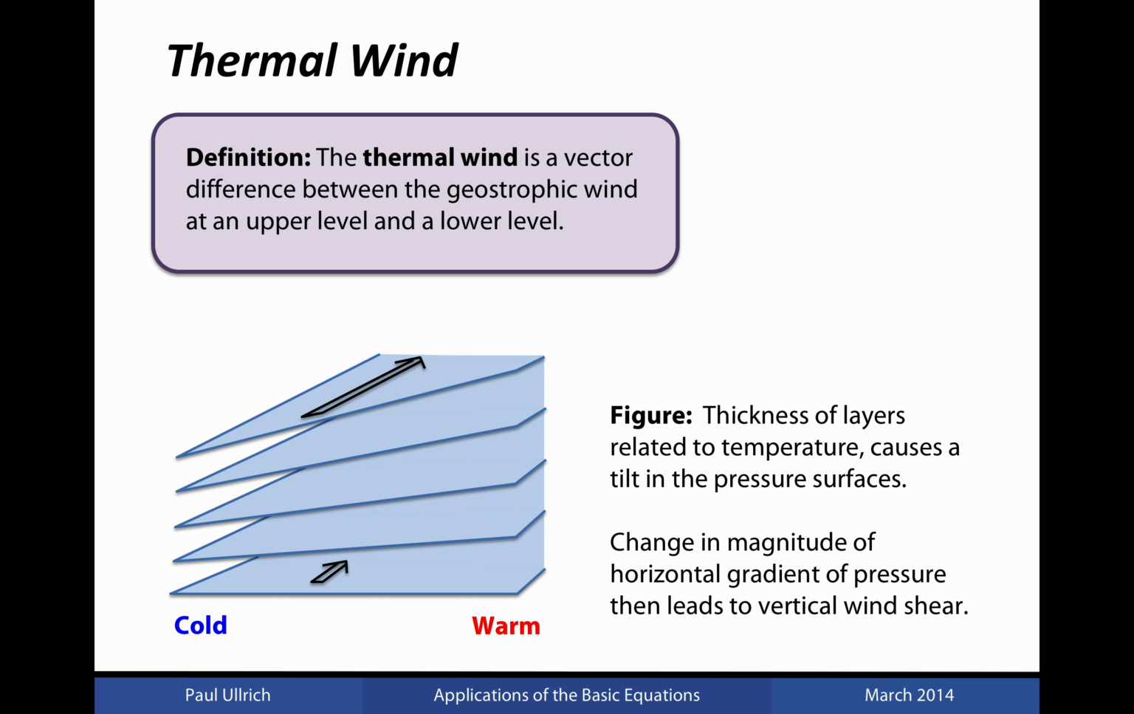So whenever we have a horizontal temperature gradient, that is, a temperature gradient between a cold region and a warm region, it induces a tilt on the geopotential height surface above it, and consequently, through the geostrophic wind relationship, induces a change in the geostrophic wind.